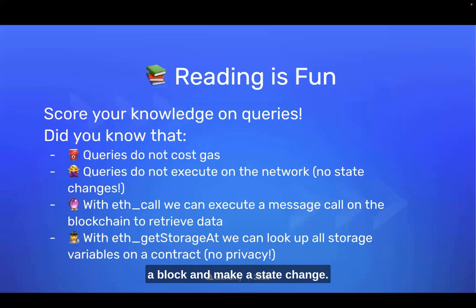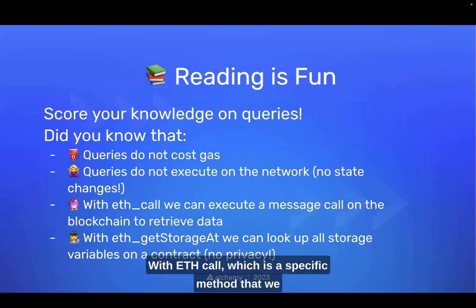make a state change. With eth_call, which is a specific method that we can use on the core node API, we can execute a message call on a blockchain to retrieve data. And with eth_getStorageAt, we can look up storage variables on a contract. This is actually a really interesting note that surprises people coming to the blockchain for the first time.